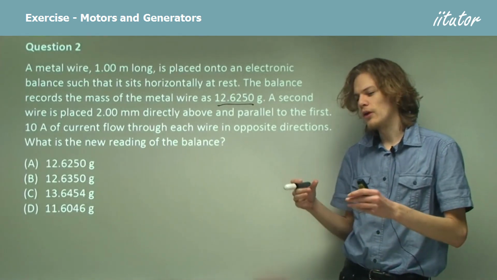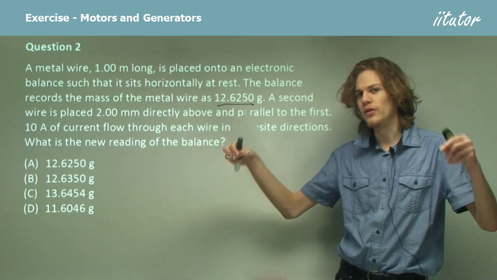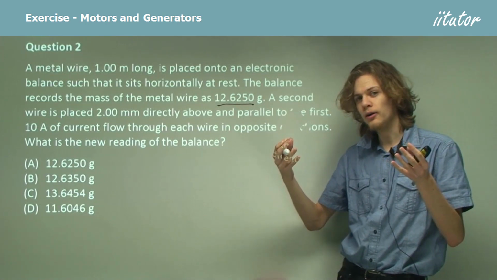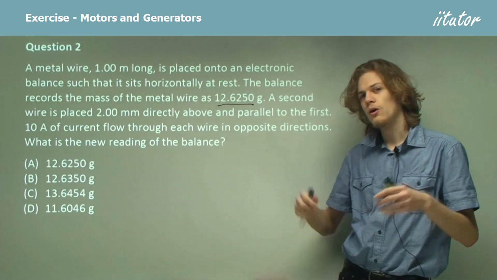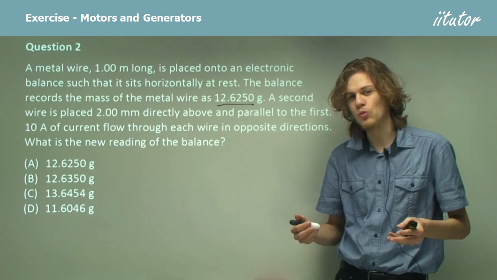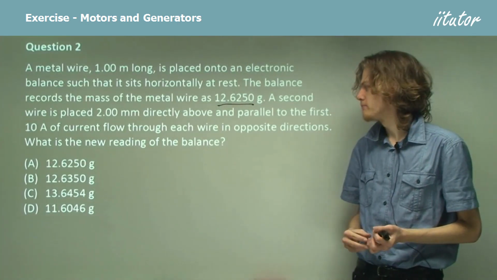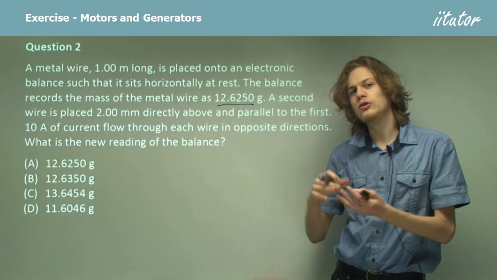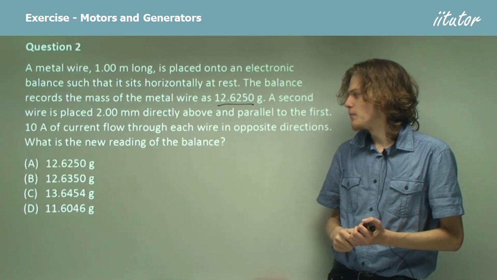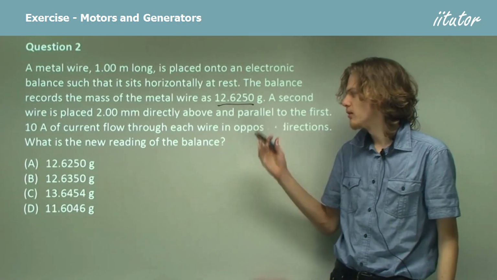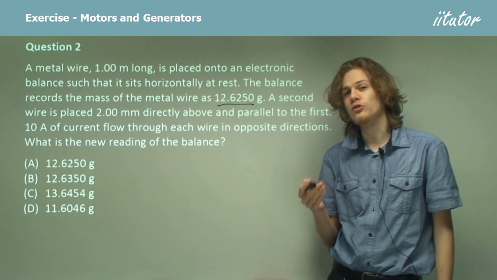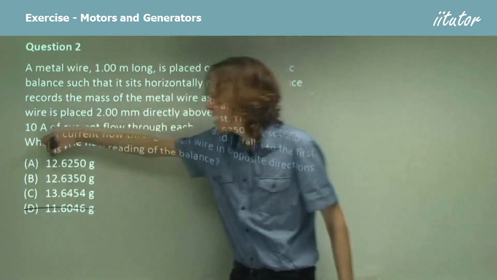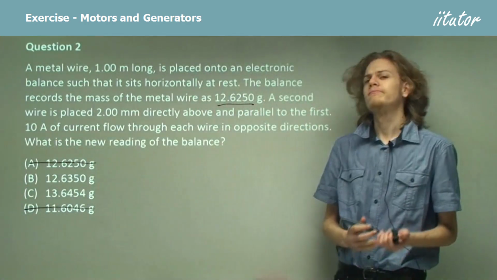So here we have to figure out whether the top wire, the one that's suspended above it, is going to attract the bottom wire and decrease its apparent weight, or repel the bottom wire and increase its apparent weight. So right away we can see that because they're flowing in opposite directions, they're going to repel each other. That means that the reading on this scale is going to be bigger than what we started with. So it won't be D, and it won't be A, because A is just the same.